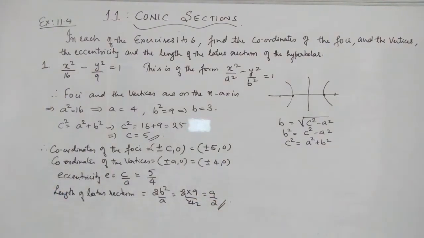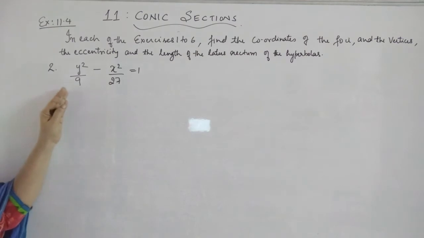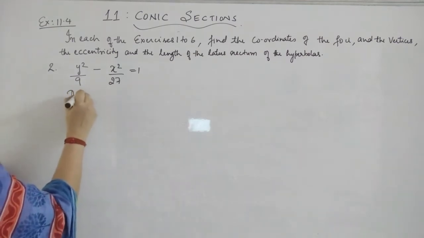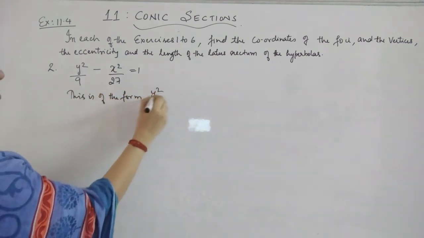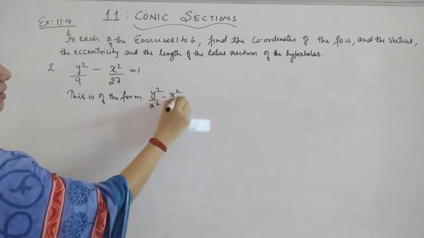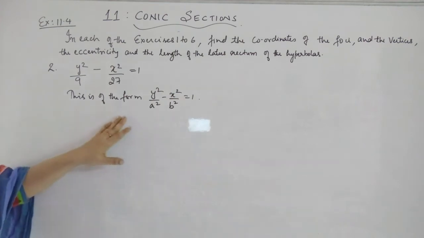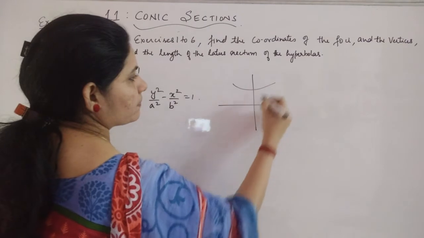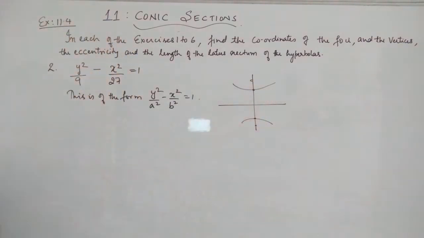Okay. Question number 2 is y square by 9 minus x square by 27 equal to 1. So you can compare this with the form y square by a square minus x square by b square equal to 1. So what you can say, the transverse axis will be on the y-axis. That means the figure will be like this. That means foci will be here, vertices here, on the y-axis.